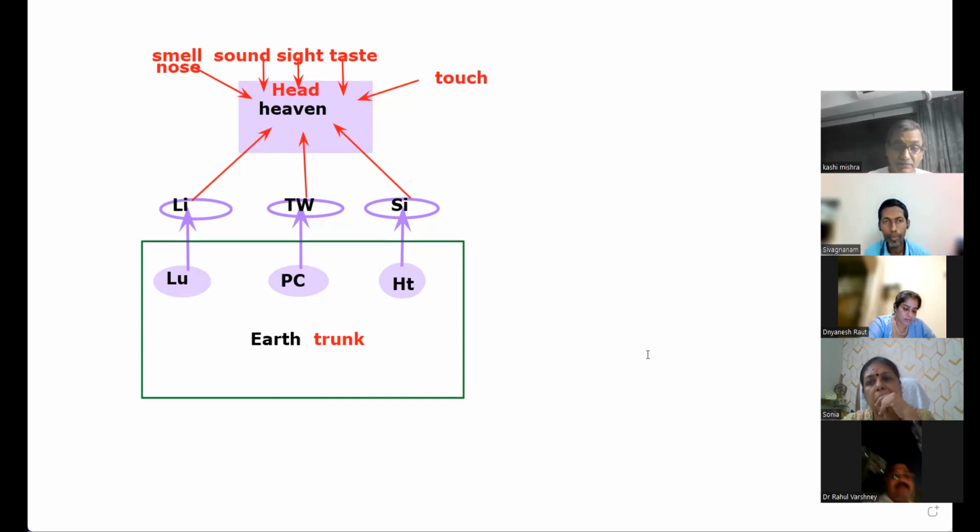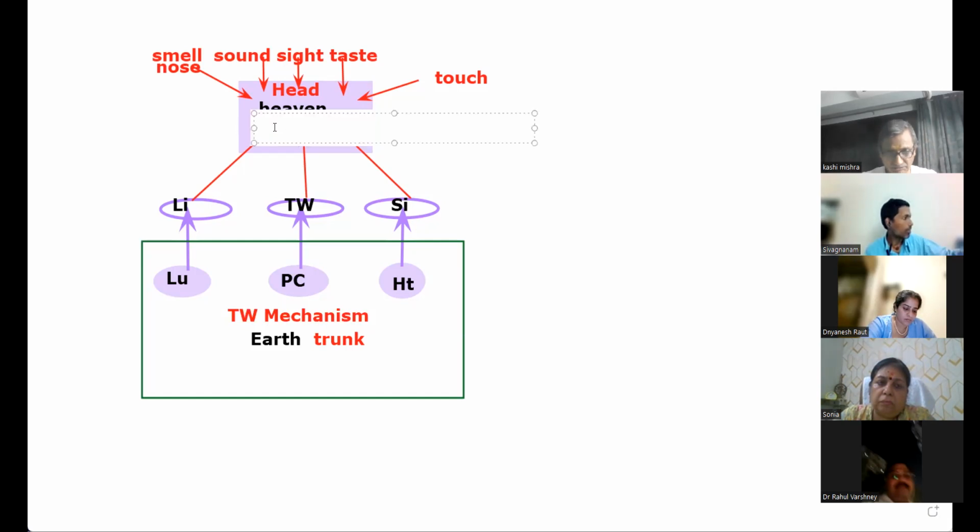Isn't it so? Now, like we have here the triple warmer mechanism, what we have in the earth, similarly we have a mechanism in heaven. So what is that mechanism? Brain. This is a processor. Triple warmer mechanism is what? What happens here? Here, there are three raw materials. What are the raw materials? I think you know it. What are the three? The original chi, the functioning chi, and the food chi.